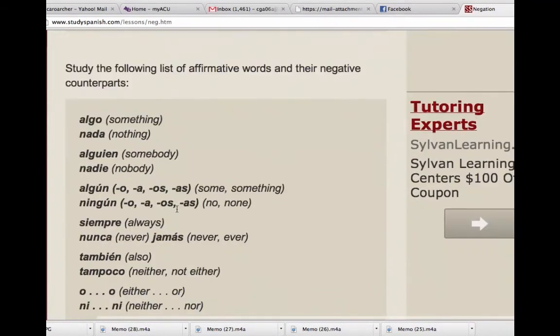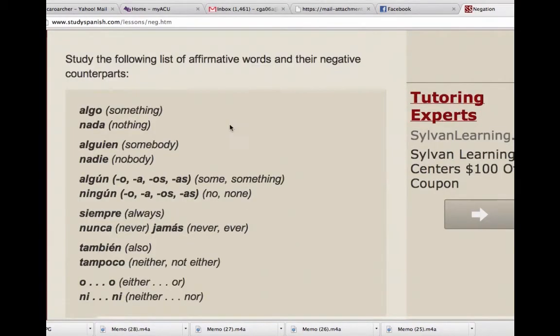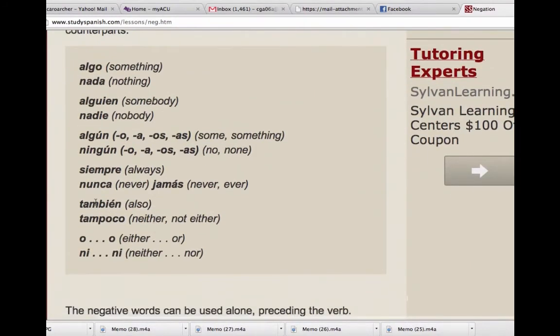So here you have the same words that you have in your book. The words, the affirmative and the negative counterparts. Algo and nada. Alguien, nadie. Algún o alguno, alguna, algunos, algunas. And ningún o ninguno, ninguna, ningunos, ningunas. Siempre, nunca. Nunca and jamás. Okay? También, tampoco. O, either or, and ni, neither, nor.